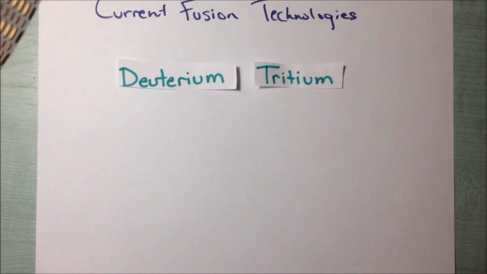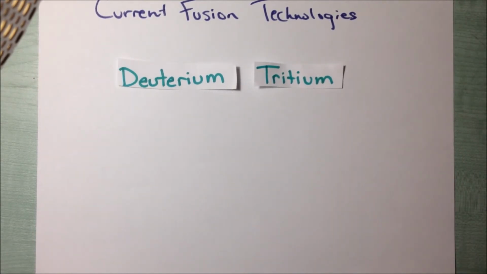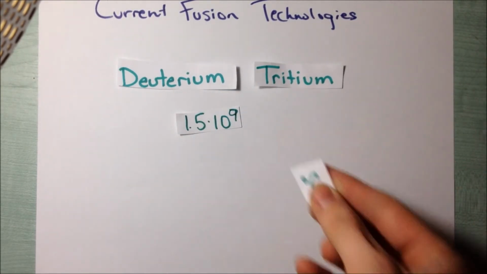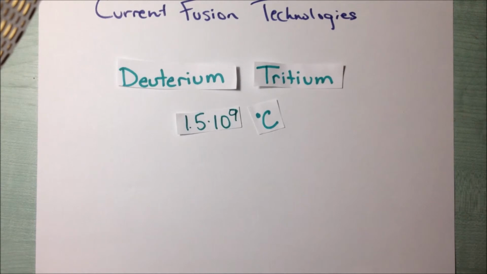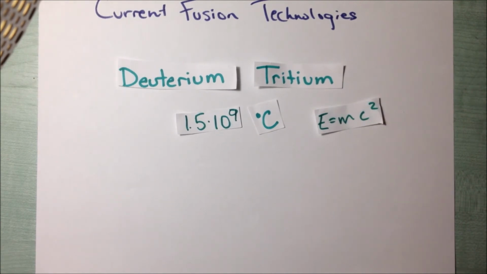The scientists at ITER have found out that with these two ions, at the temperature of 1.5 times 10 to the power of 9 degrees Celsius, the energy that is created from the equation E is equal to mc squared is much greater than the energy created from our sun. This means at these temperatures, the electrons separate from the ions and it creates a plasma gas.